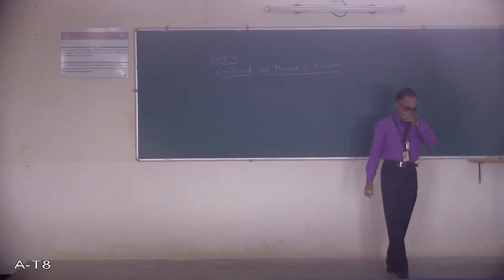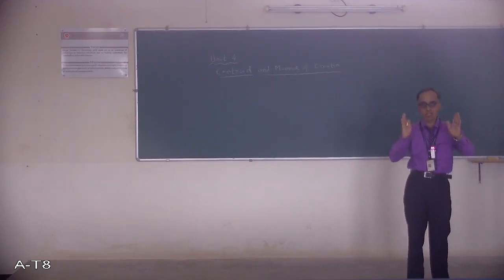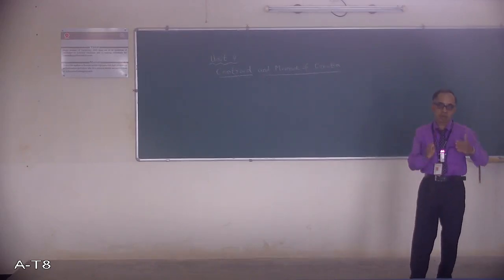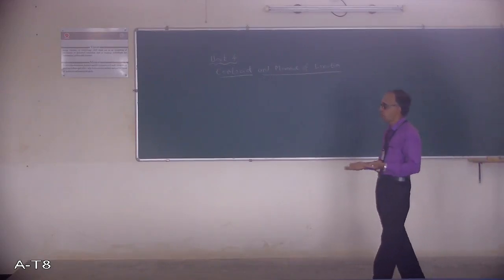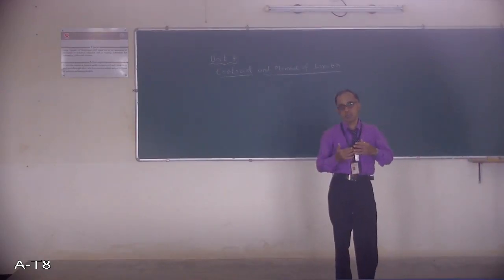So centroid and moment of inertia, it contains two parts. One part is centroid, another part is moment of inertia. First we deal with the centroid. We discuss what the important points in centroid are and how we go to the problems. Then we discuss what is called moment of inertia.